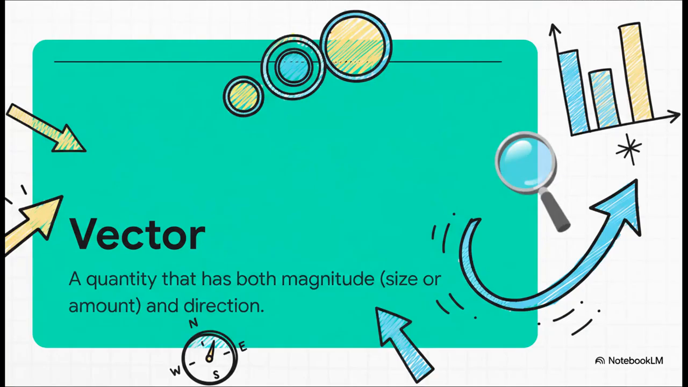All a vector is, really, is a way to describe something that has both a size and a direction. It's not just about how fast, it's about how fast and which way. You need both pieces of that information for it to make sense.